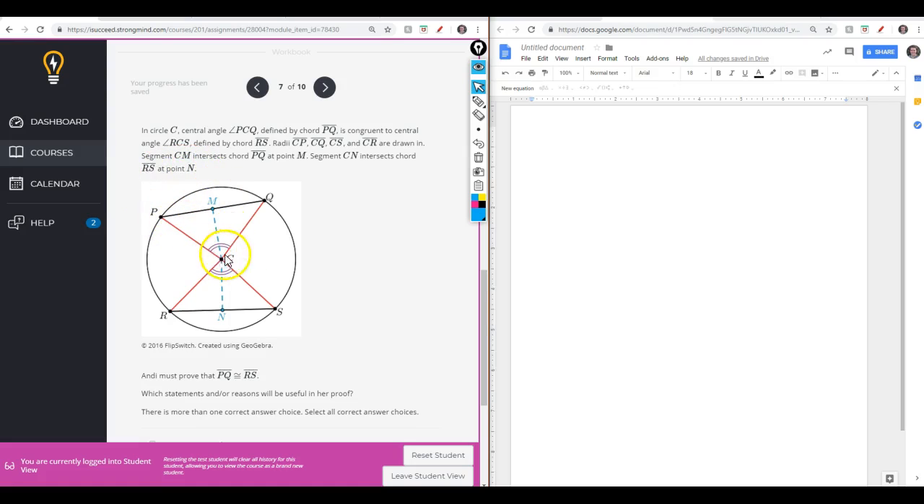So we have our radii that are drawn in red. We have our central angles, RCS, right here, marked as congruent to central angle QCP. And we have these intersecting chords right here drawn in. So Andy must prove that segment PQ is congruent to segment RS.